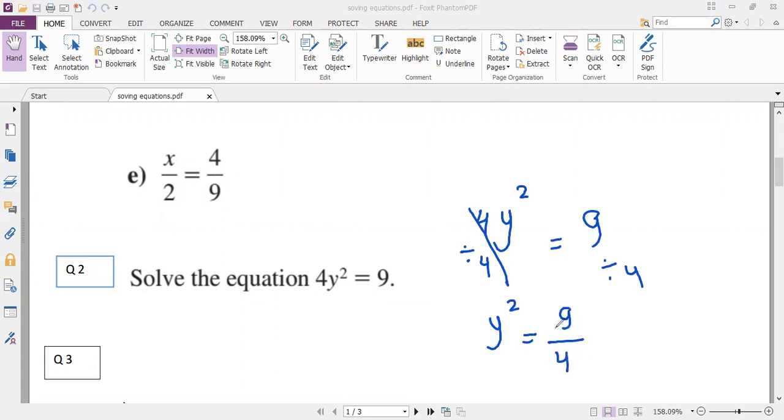How can we get the value y? How can we get the variable y? You know, by taking the square root of both sides. So to get y, we have positive or negative square root of the right hand side. So y equals positive or negative. The square root of 9 is 3, and the square root of 4 is 2. So it's positive or negative 3 over 2.